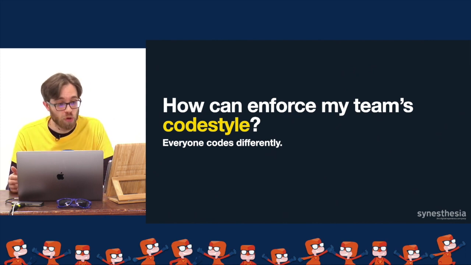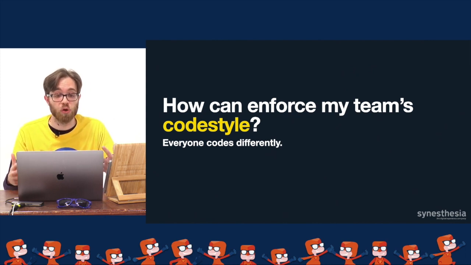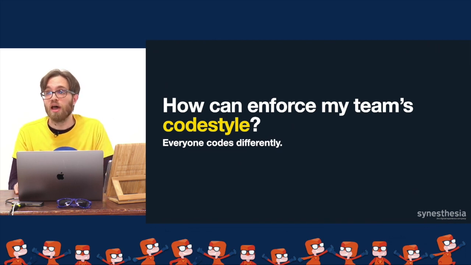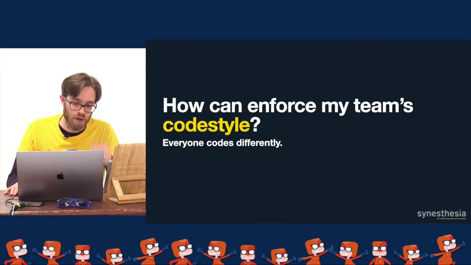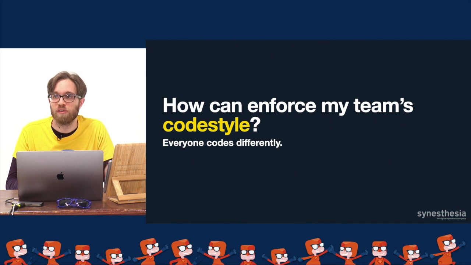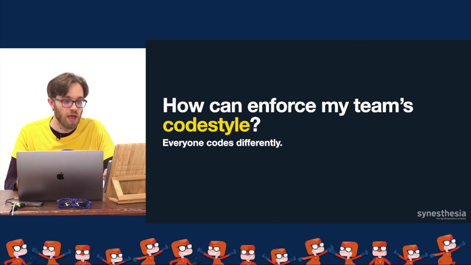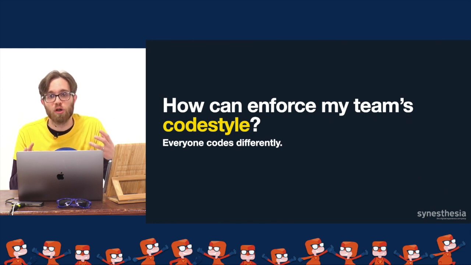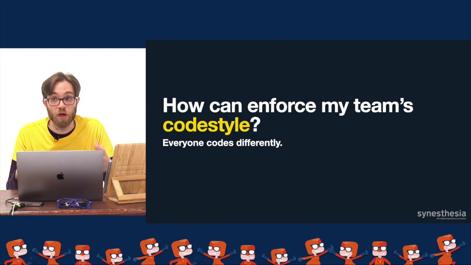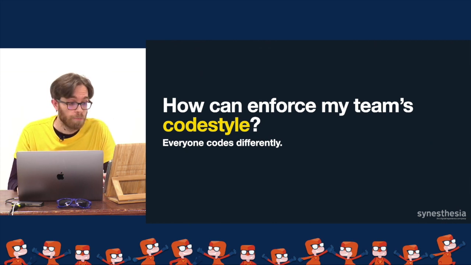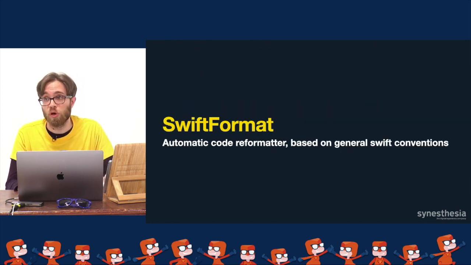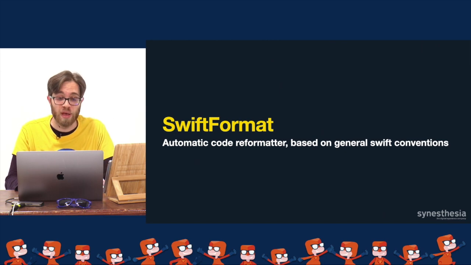Next stuff I want to talk to you about is how can I enforce my team's code styles, because everyone codes differently. There's the never-ending war between tabs and spaces, or simply should I put self in front of every variable or not? How many white spaces should I put in my function bodies, and so on. So it will be nice to keep our code base in a very coherent state. And for this reason, you may probably know already two way famous tools that are SwiftFormat and SwiftLint.